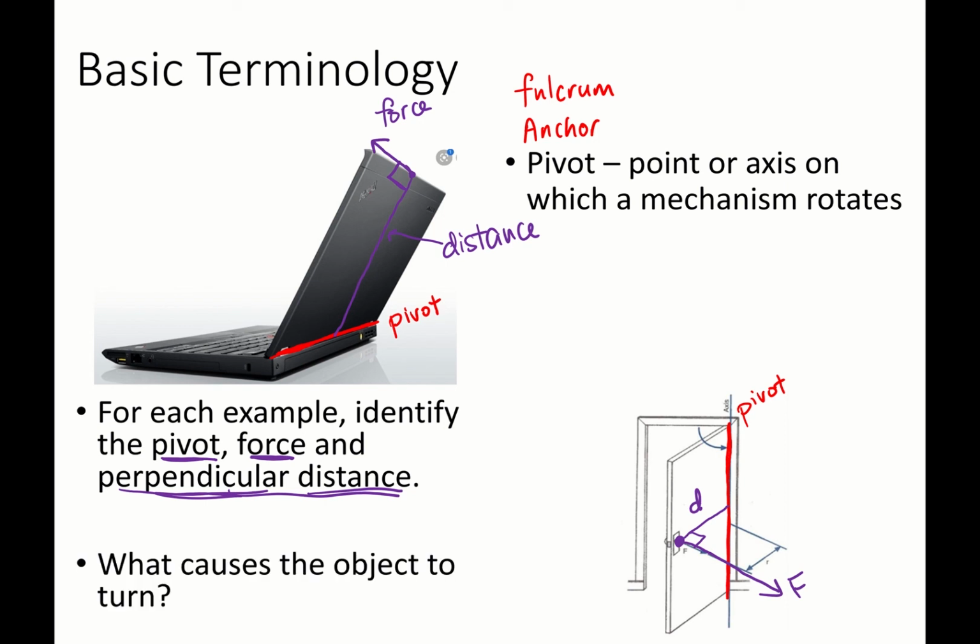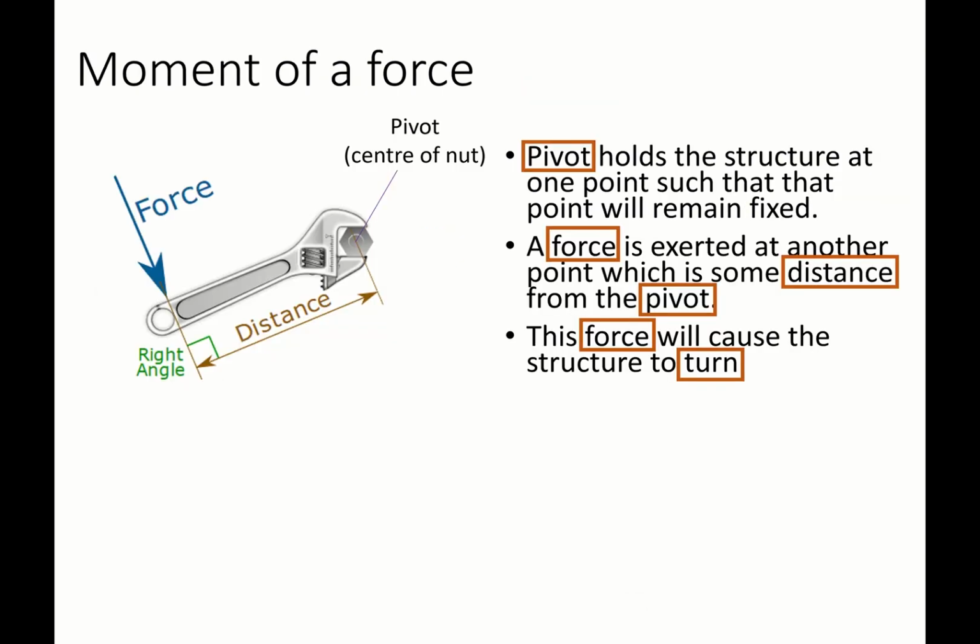What actually causes the object to turn in the first place? And that's why this chapter is called turning effect. What causes the object to turn? First of all, we must have a pivot to hold the structure at one point so that a point remains fixed. And this example which I show you here is a spanner and a nut. It's a very common example. Over here, the pivot refers to the center of the nut, which is the point I mark here. Okay, let me change the color of the ink. This is the pivot, the center of the nut.